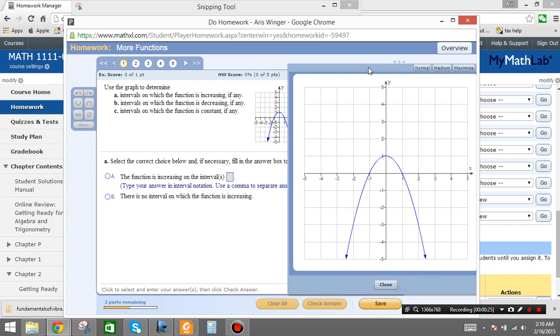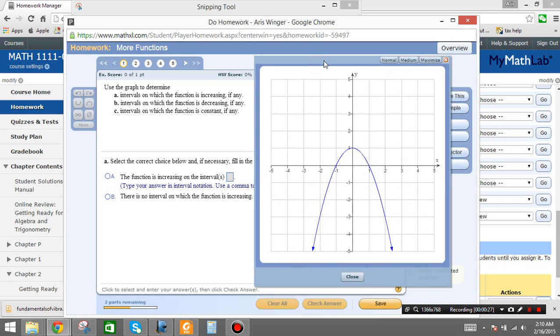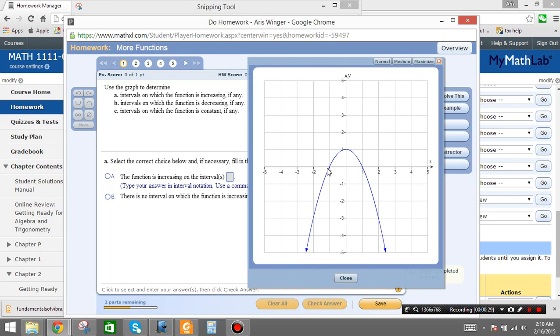Increasing means that the function is going up from left to right. So this function is increasing up until this point, and you do it with respect to the x-axis. This arrow denotes that this function is going all the way to the left. So this is going to be increasing from negative infinity up until 0.